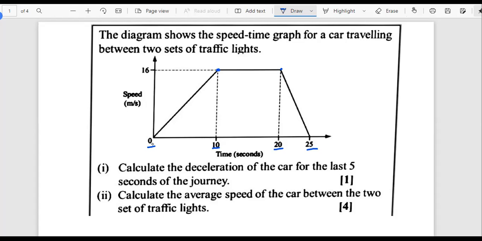Okay, all right. So it says calculate the deceleration of the car for the last 5 seconds of the journey. Now, Abdullah, do you know what deceleration means? The car's slowing down. Very good. It's basically the opposite of acceleration. Okay, so how do we calculate deceleration?